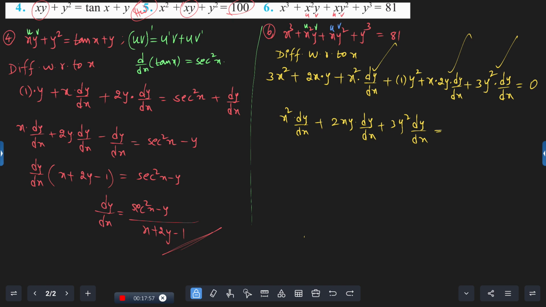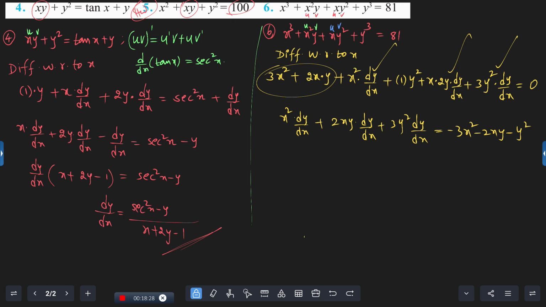Now, which is equal to. Without dy by dx, what all do we have? That you send opposite. So what will you be getting? Minus 3x square, minus 2xy, and finally this one, 1 into y square, so minus y square. Have you understood? Everything without dy by dx terms I have sent opposite, so I got the opposite sign.